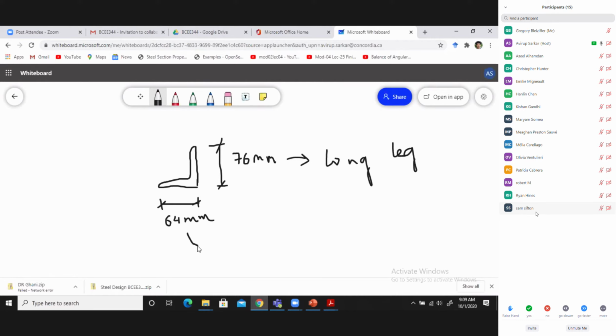Okay, and this side is known as the short leg. It's simple to understand nomenclature because the dimension 76 is more than the dimension 64 mm. You will see some sections are called equal angles. Equal angles are those which basically have these two dimensions same. In this case, we have two unequal dimensions. So the longer side we call the long leg, and the shorter side we refer to as the short leg.